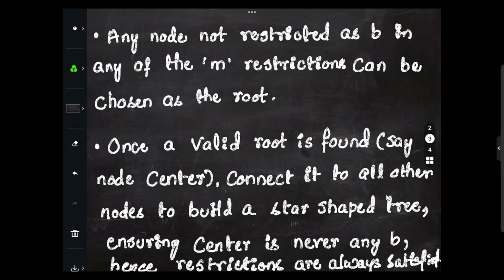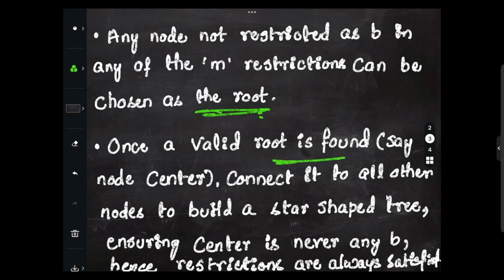Any node that is not restricted as B in any of the M restrictions can be chosen as the root. So this one we know. We have to do that itself, right? Any node that is not restricted as B in any of the M restrictions can be chosen as the root, right?